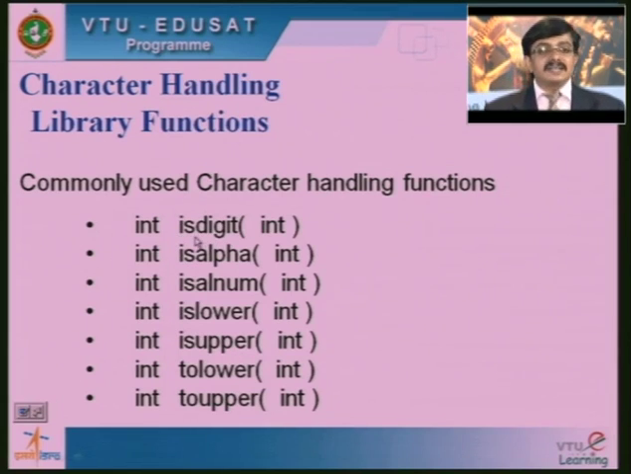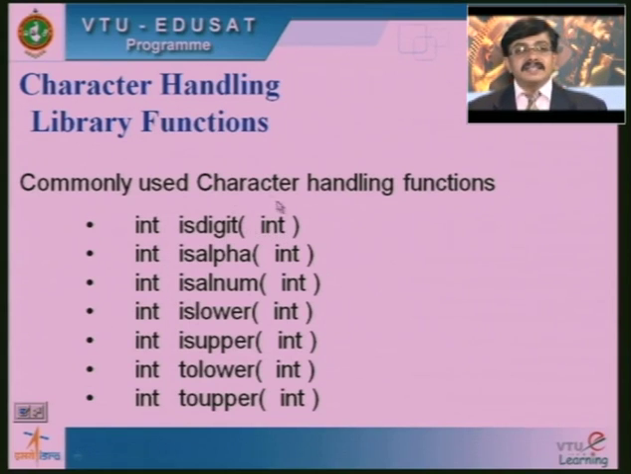So, basically, the isdigit function takes an integer as a parameter, since characters are treated as integers. It confirms whether that particular character is a digit, an alphabet, or something else. If it is a digit, it returns the true value, otherwise it returns the false value. Returning true means it returns 1, and returning false means it returns 0.